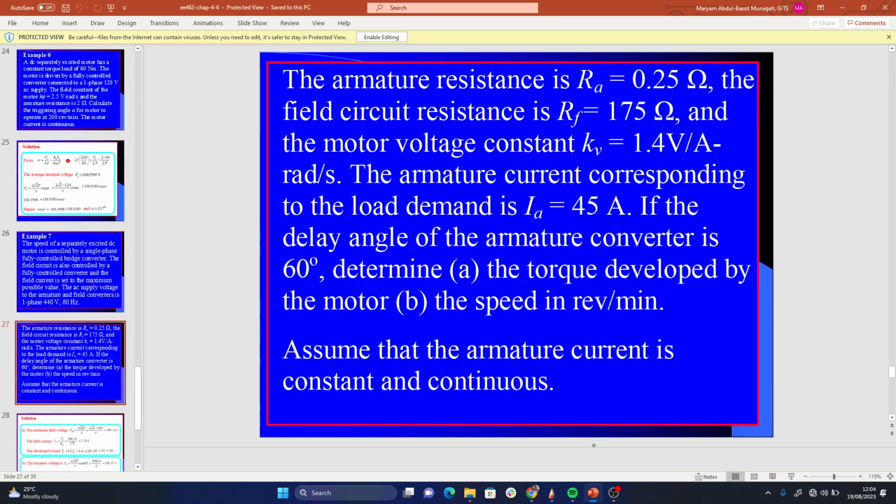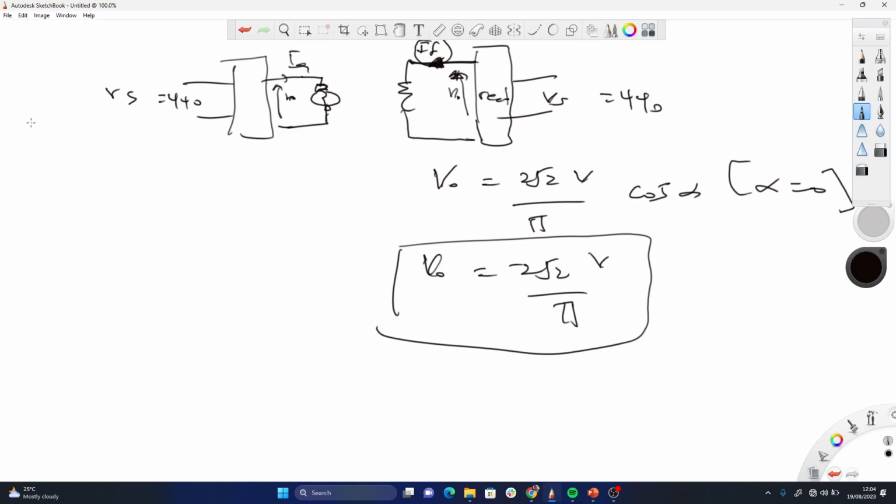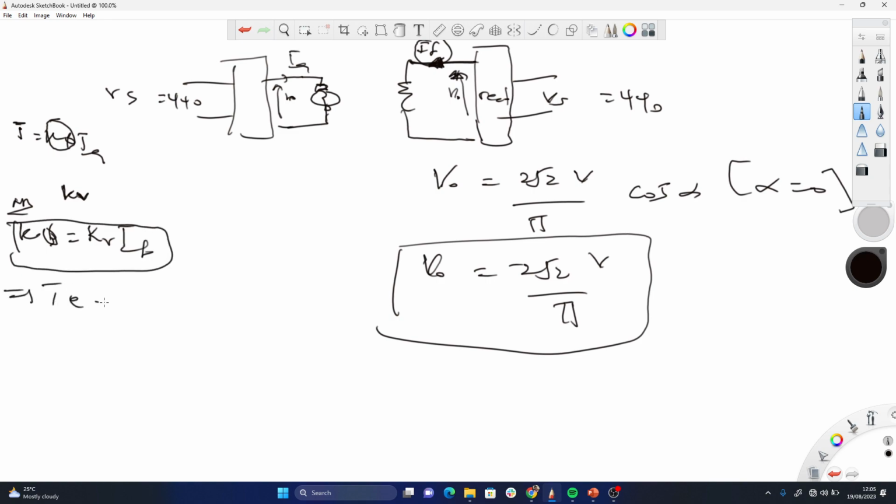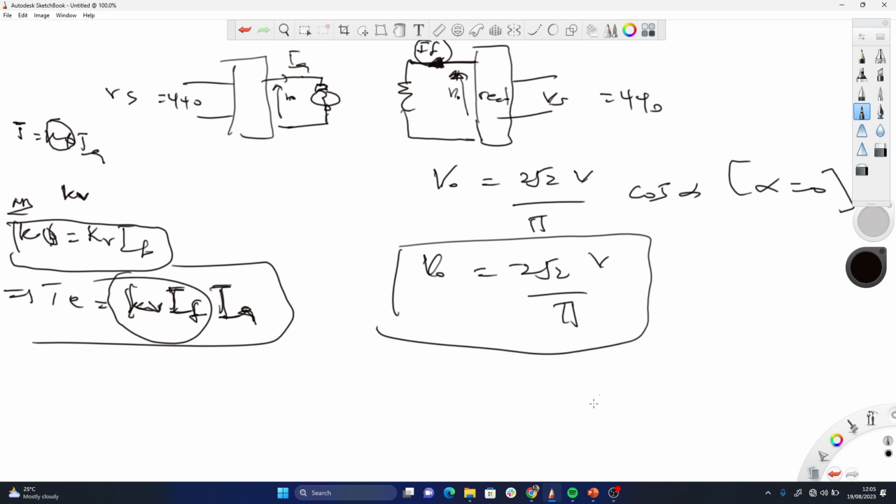Okay. They gave me RA and RF. They gave me KV. Now let's talk about this. We know that T is equal to K phi I, right? Now, in a question where they don't give you this K phi, but they give you KV, note K phi is equal to KV IF. This implies that my torque will become KV IF IA. So wherever you see K phi, you just replace it with KV IF. That's what I wanted you to know.